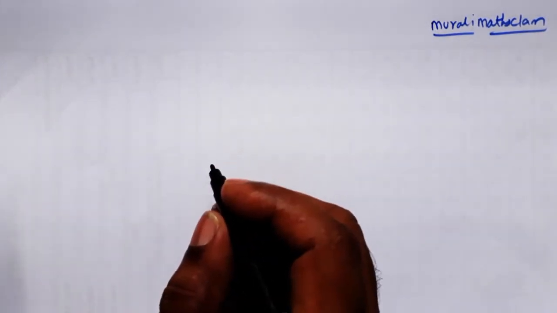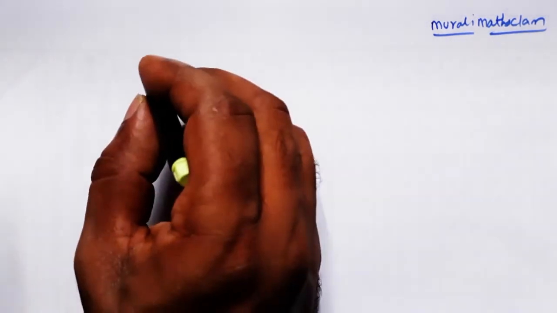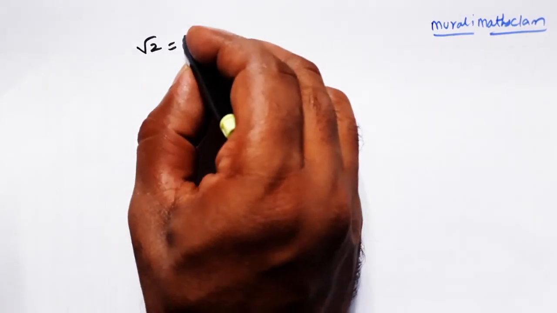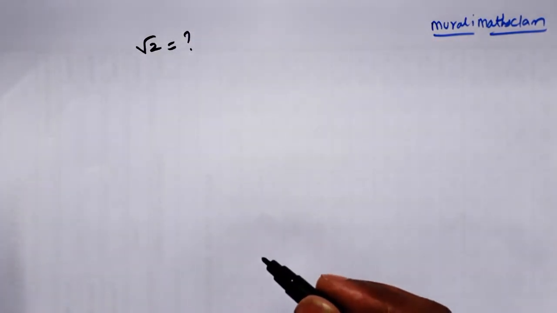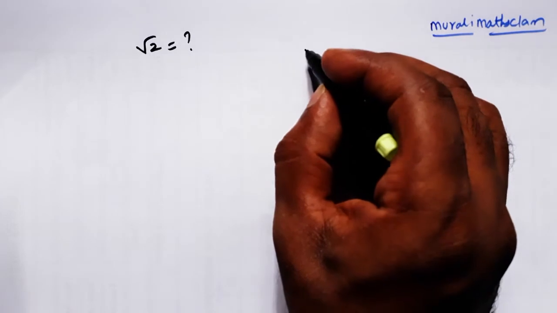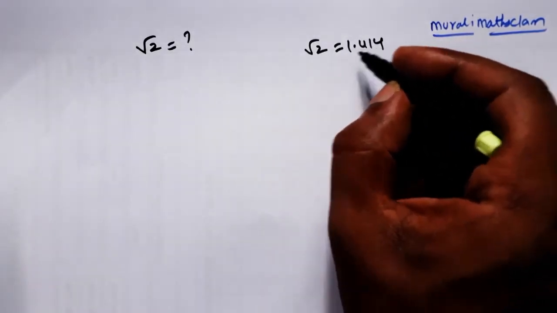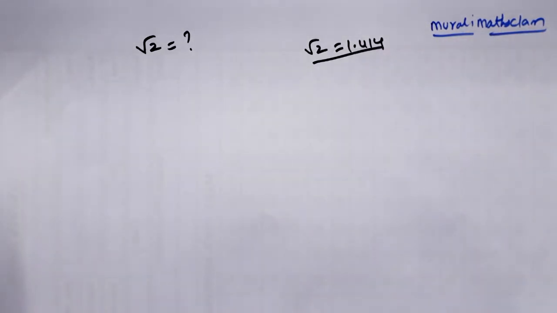Hi, welcome to Murali Maths class. So today we will know how to get the value of square root of 2. We know that square root of 2 is equal to 1.414 approximately. This is the answer we know, okay?